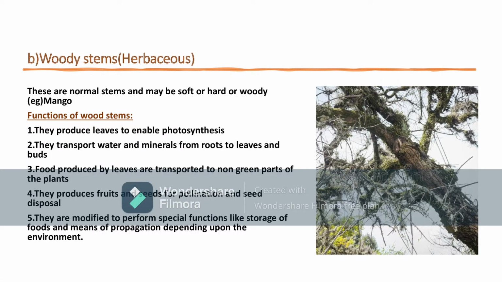Now let us see about the woody stems. These are normal stems and may be soft or hard or woody, example mango, sugarcane. Functions of woody stems. These stems produce leaves to enable photosynthesis. They transport water and minerals from roots to leaves and buds. Food produced by leaves is transported to non-green parts of the plant which cannot produce their own food. They also produce fruits and seeds for pollination and seed dispersal. They are modified to perform special functions like storage of food and means of propagation depending upon the environment.